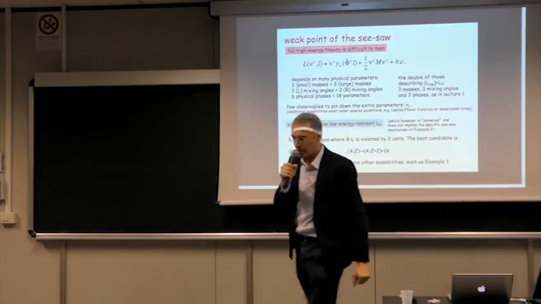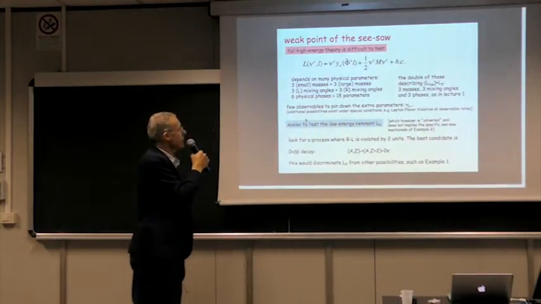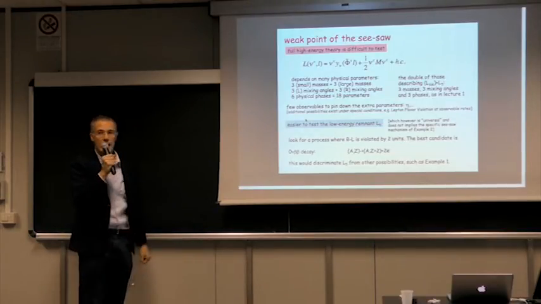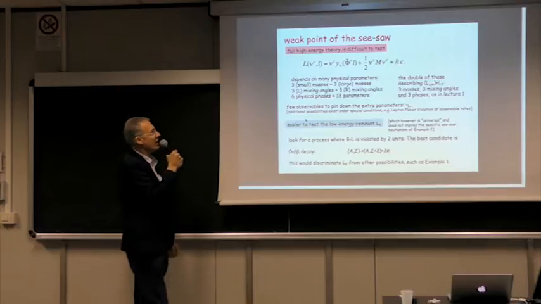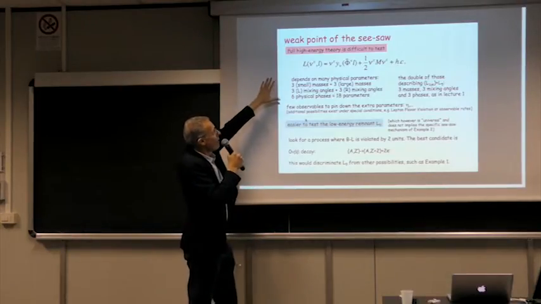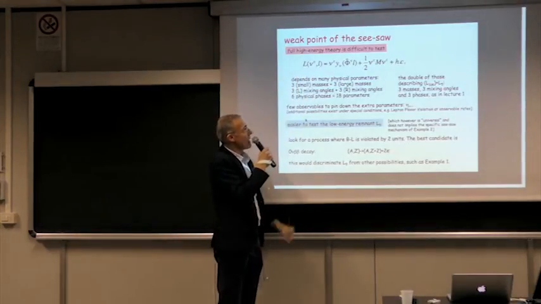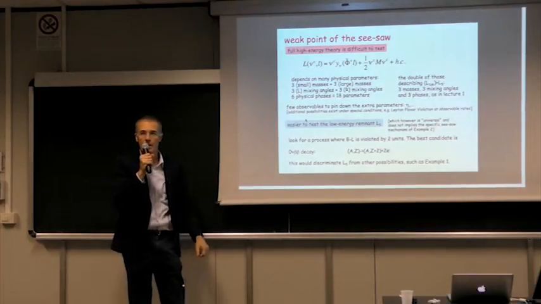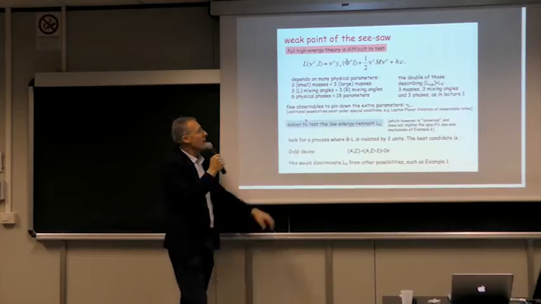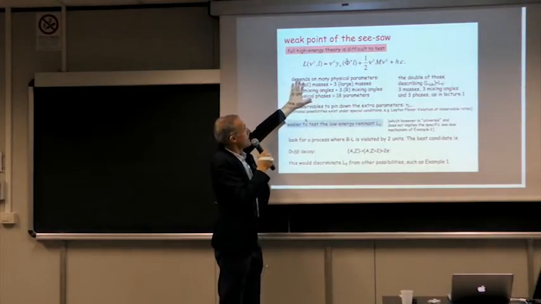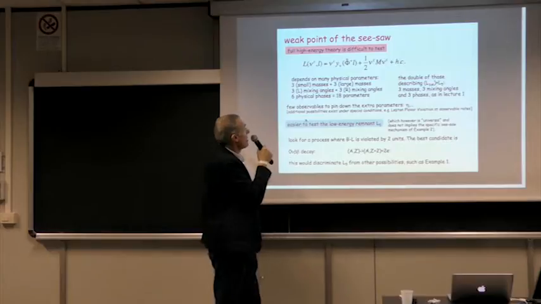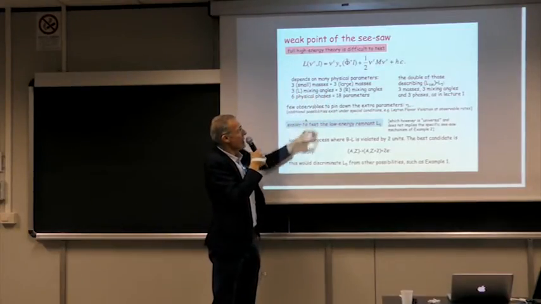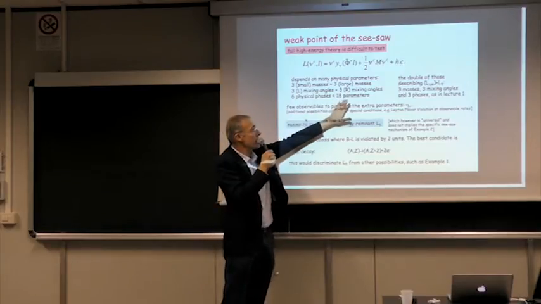The seesaw also has weak points, because the full energy theory is difficult to test. Let's reconsider the second example. Now we have this Lagrangian, but this Lagrangian now contains many parameters. If we count the parameters, we have 6 masses now, 6 neutrino masses, 6 mixing angles, and 6 physical phases. We end up with 18 parameters.